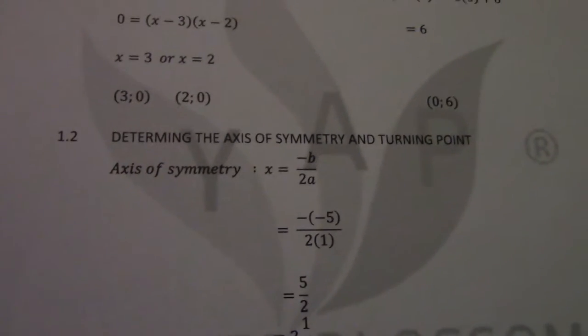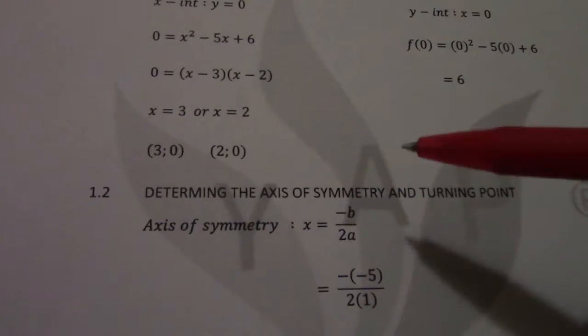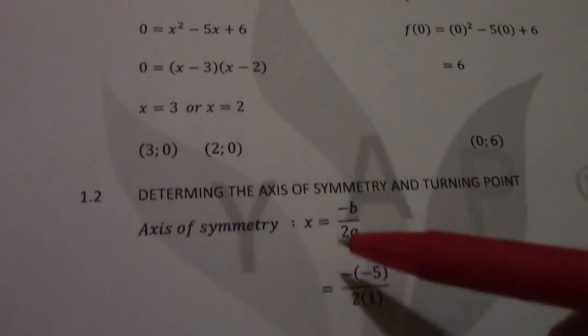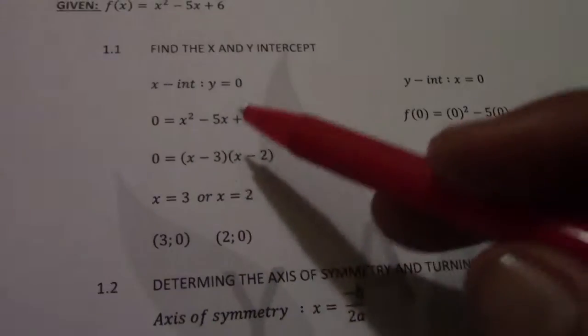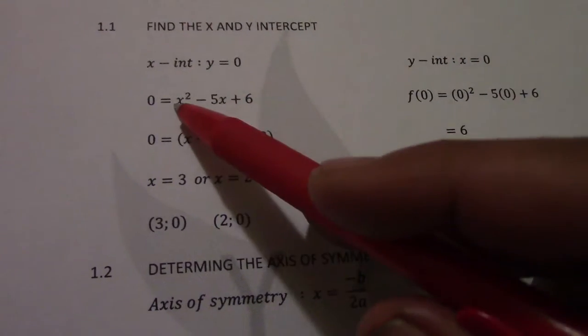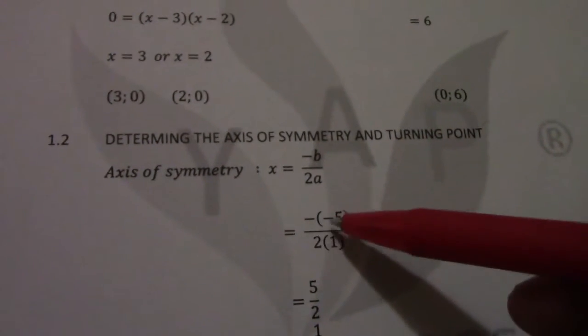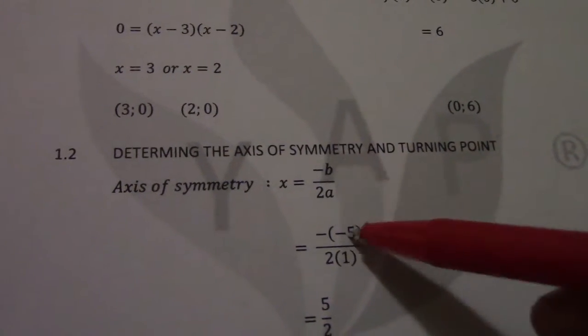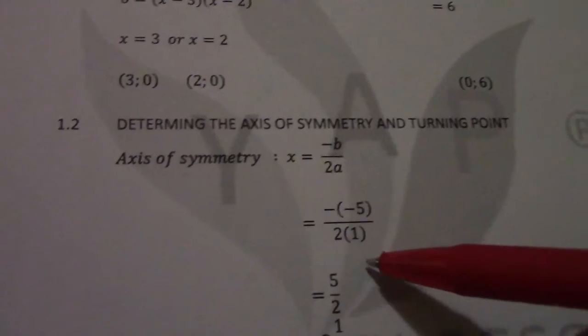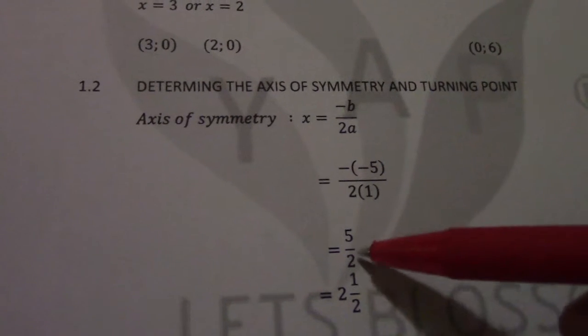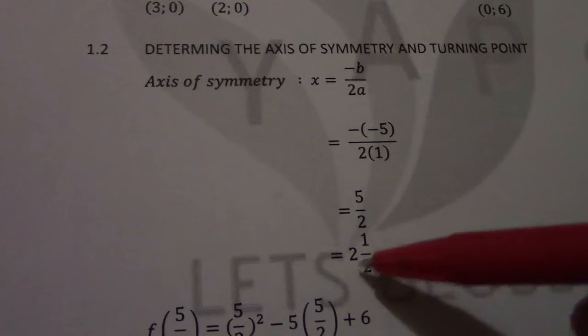Right, 1.2, determine the axis of symmetry and turning point. So my axis of symmetry: x = -b/2a. So my b value is -5, my a value is 1. So there, minus 5, because b is -5, that will become positive 5, and the bottom 2 times 1. So my axis of symmetry is 5/2, or I can express it as 2.5.